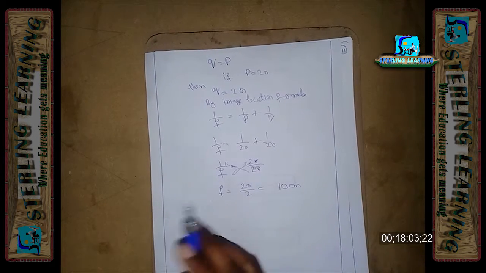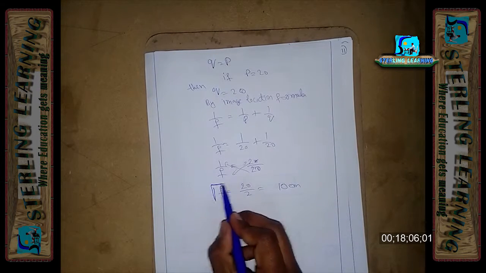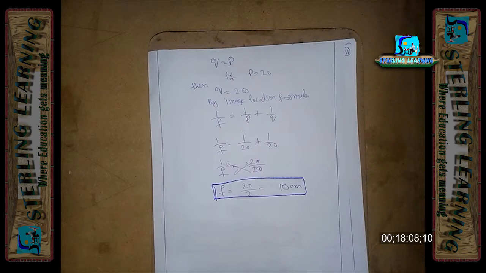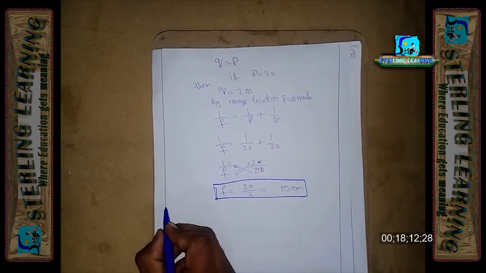Centimeters. This is the focal length of the mirror, sorry. Now 12.4.